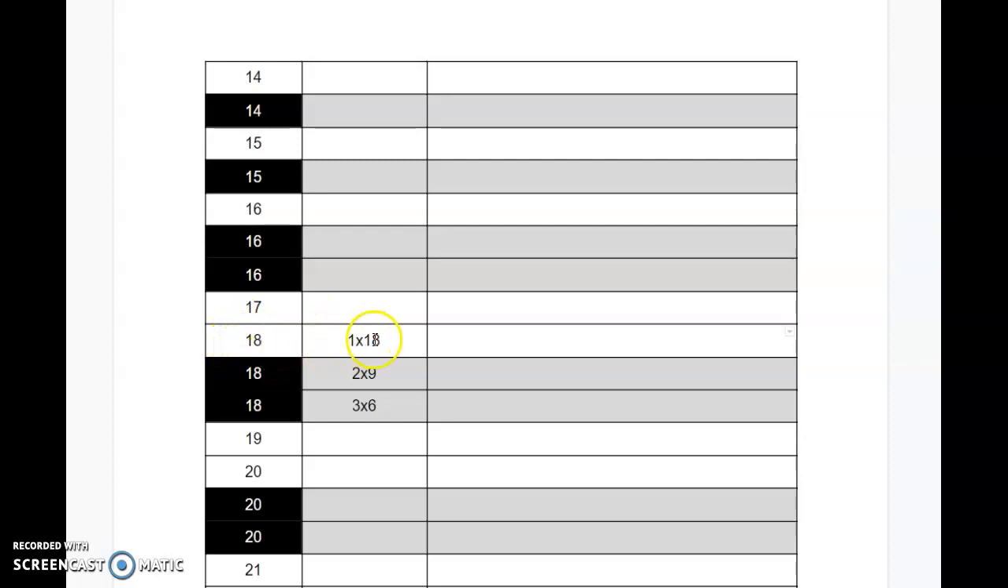I've already filled in the first rectangle that we made. It's a 1 by 18. 1 row by 18 columns or tiles. Now you can fill this in your book right now. As you're filling it in, I want you to think about an equation that we could write for 1 times 18.